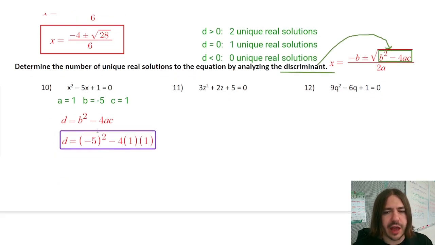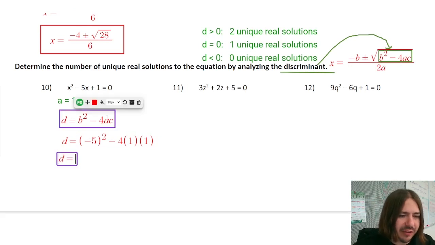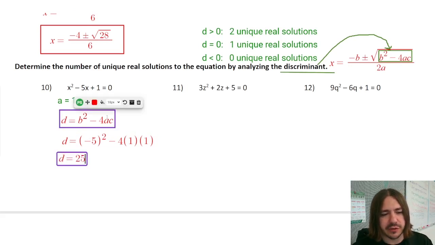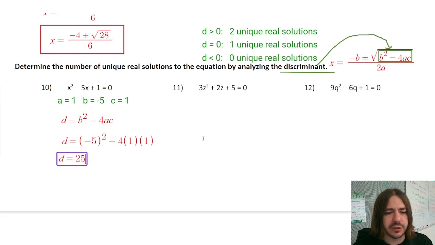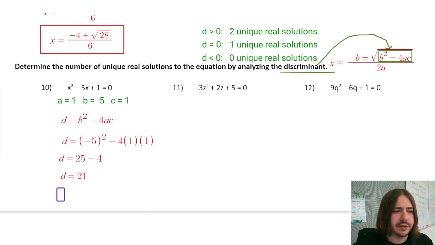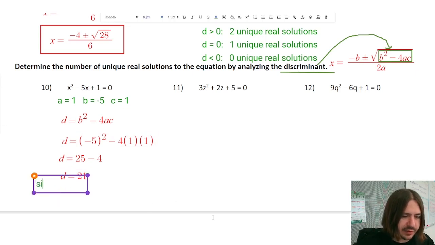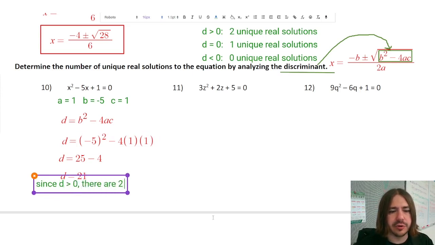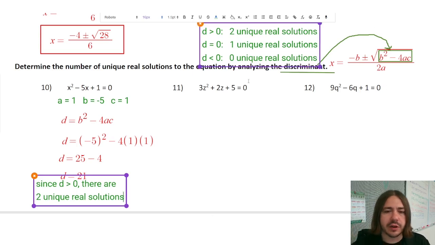So you can throw this in the calculator, or you can try to evaluate it by hand. -5 squared is going to be 25. 4 times 1 times 1 is just going to be 4. So we have 25 minus 4. And that's going to be positive. That equals 21. That is positive. So since D, I'll just write it out, since D is positive, there are 2 unique real solutions. That's how you're going to work out all these.